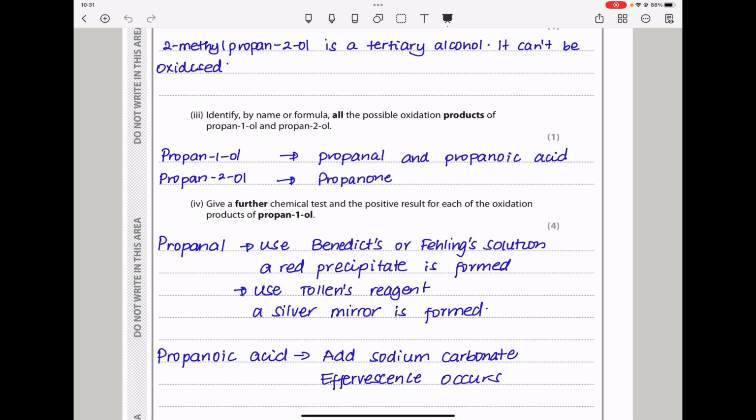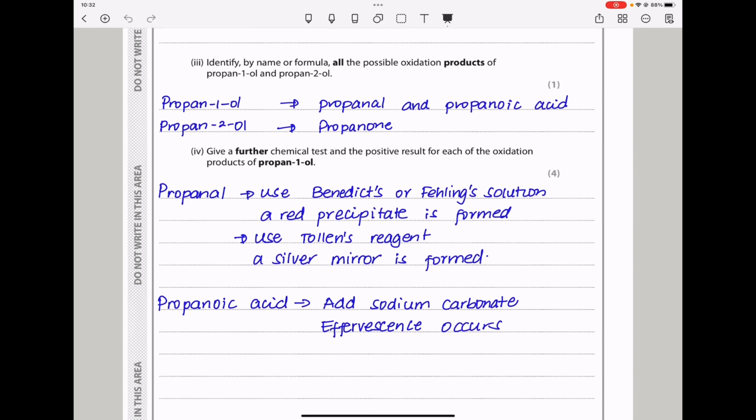And next they say, identify by name or formula all the possible oxidation products of propan-1-ol and propan-2-ol. Propan-1-ol is a primary alcohol, so it's going to be oxidized to an aldehyde, which is propanal, and to propanoic acid, which is a carboxylic acid. Propan-2-ol is a secondary alcohol, so it's only going to be oxidized to a ketone, which is propanone.